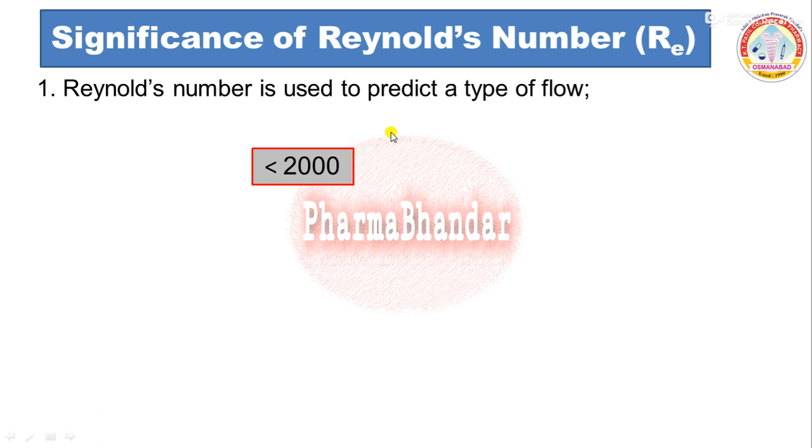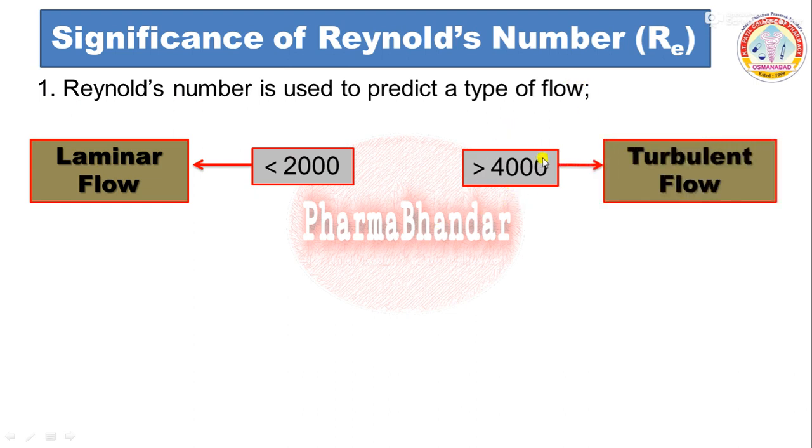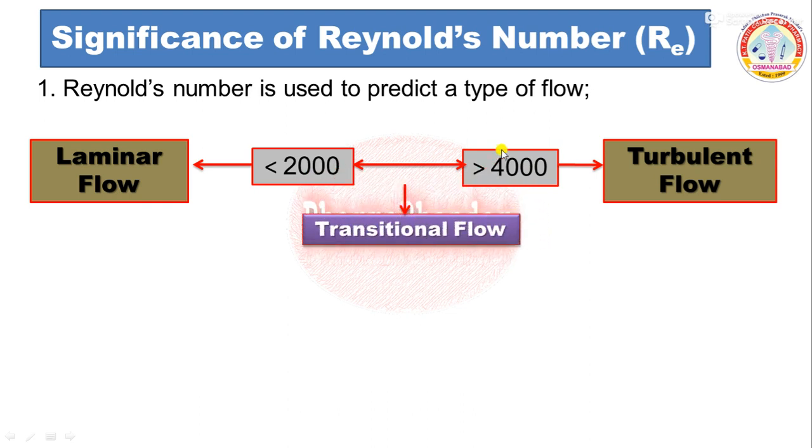If the Reynolds number is less than 2000, the type of flow produced in the fluid is laminar flow, and if the Reynolds number is greater than 4000, the type of flow produced in the fluid is turbulent, and if the Reynolds number lies between 2000 and 4000, the type of flow produced in the fluid is a mixed type, mainly called transitional flow. This is the important significance of this Reynolds number.